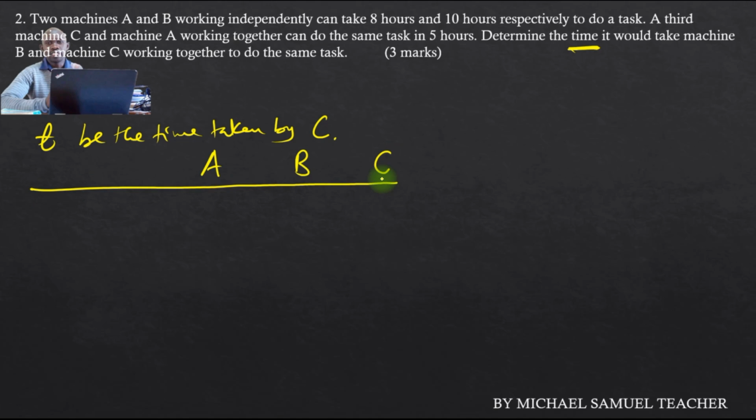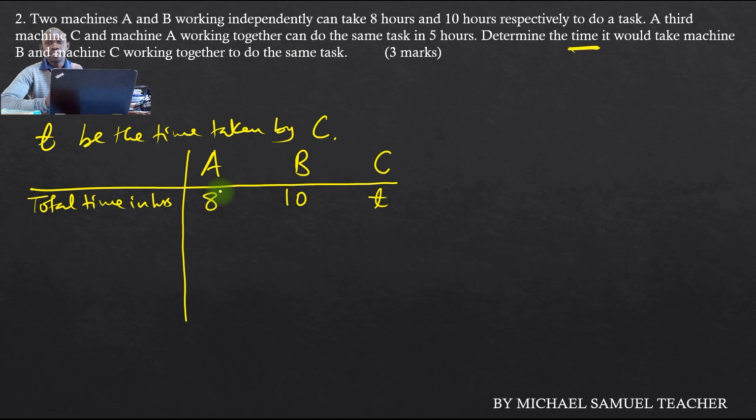So total time in hours. For machine A, it takes 8 hours, machine B takes 10 hours, and for machine C, we have said let T be the time taken for machine C to do that work.